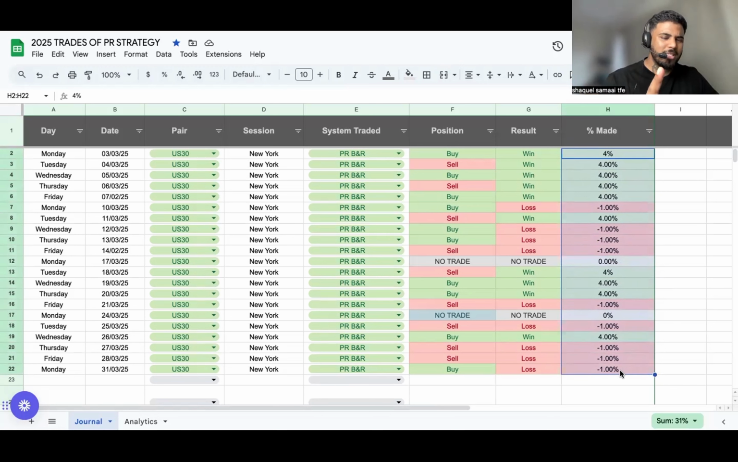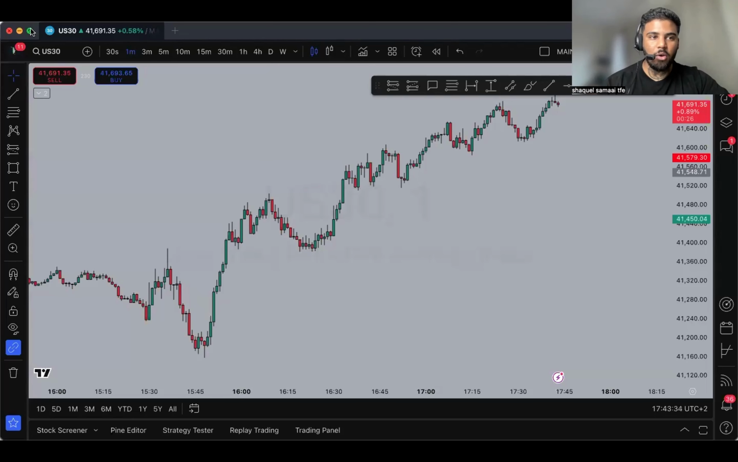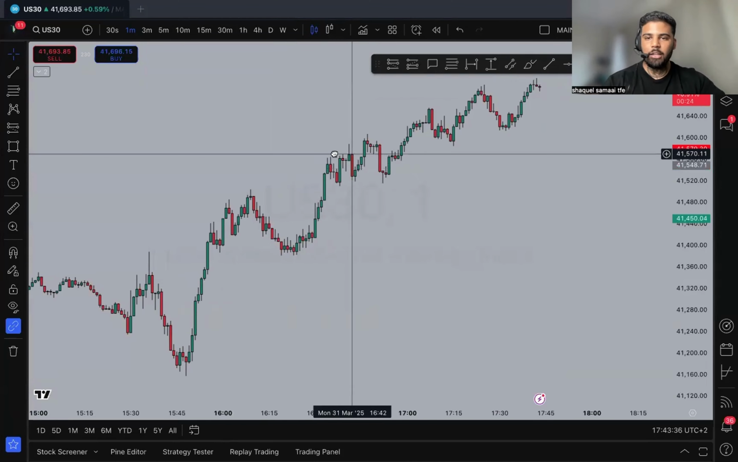So 31% on $10,000 is $3,000. 31% on $100,000 is literally $31,000, guys. It's insane, right? It's magnificent, guys. So I want to take you through the entire thing on the market as well to show you how I actually applied it, so you can get a better understanding. Okay, guys. So right off, let's get into it.